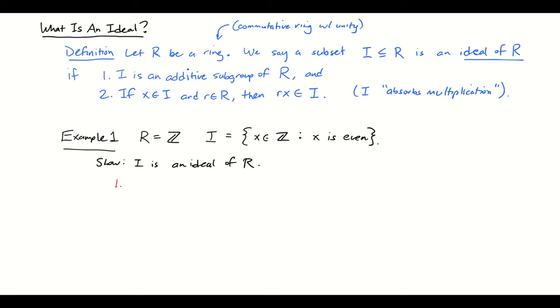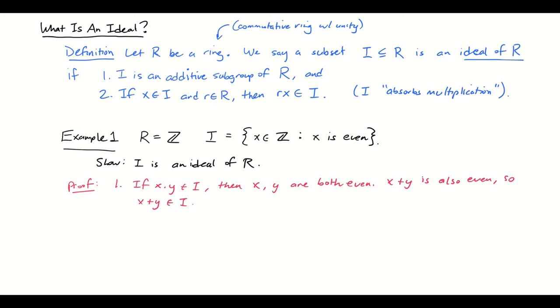So first of all, if x and y both belong to I, then x and y are both even. Okay, so x plus y is also even. So x plus y also belongs to this subset. Okay, so my subset is closed under addition. We know 0 belongs to I because 0 is even. And if x is even, that is, if x belongs to I, then x is even, and so the opposite of x is also even. So the opposite of x also belongs to I.